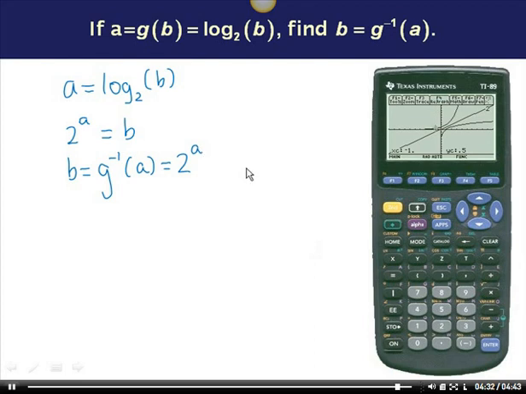So it looks like graphically we see that we do have exponential and log functions here, which are inverses of one another. Base 2 logarithm, base 2 exponential. This makes sense.